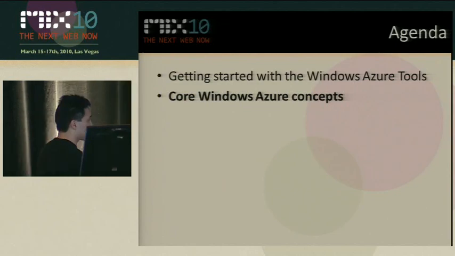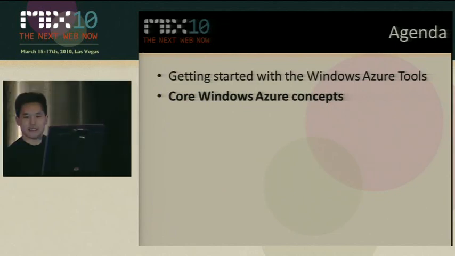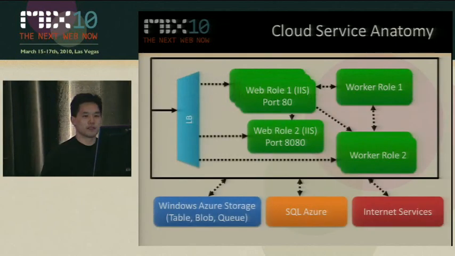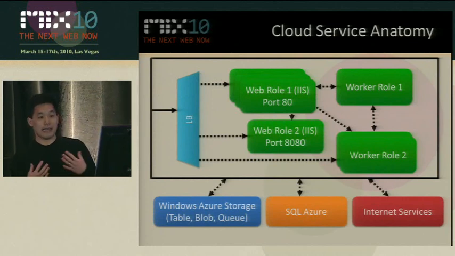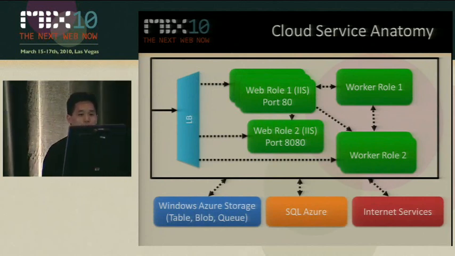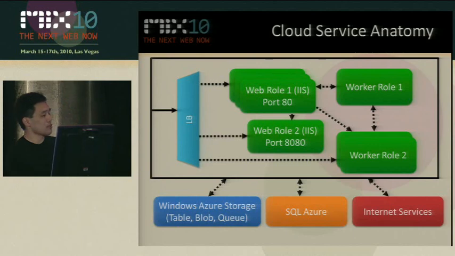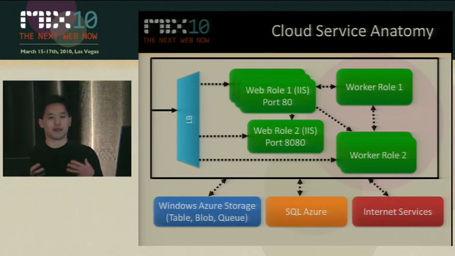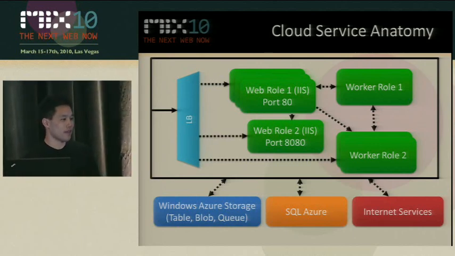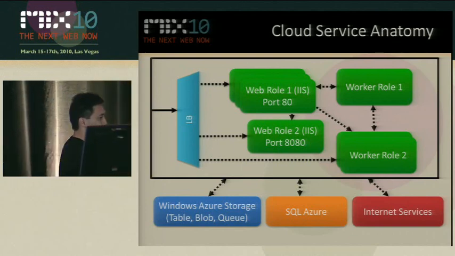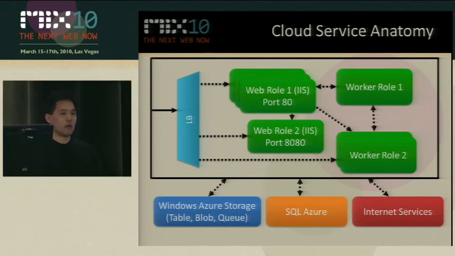Okay, so let's talk about some core Windows Azure concepts. What is it that you're building? I call this a cloud service anatomy. I want you to first focus on the green boxes, because the green boxes are the things that you're going to be writing. There are 2 types of green boxes that you can write. One's called a web role, and one's called a worker role.